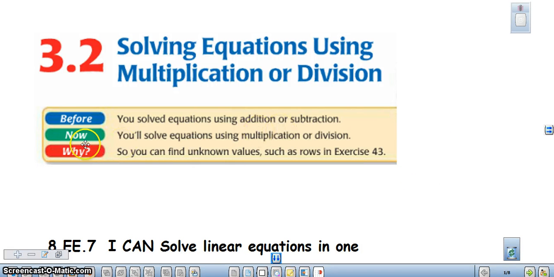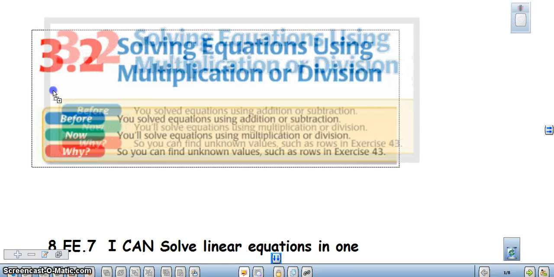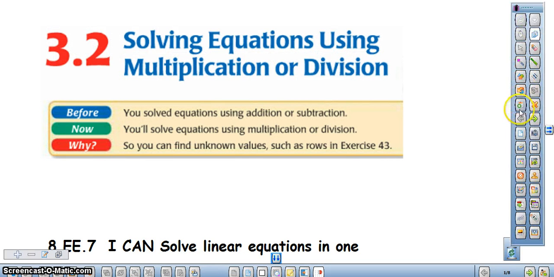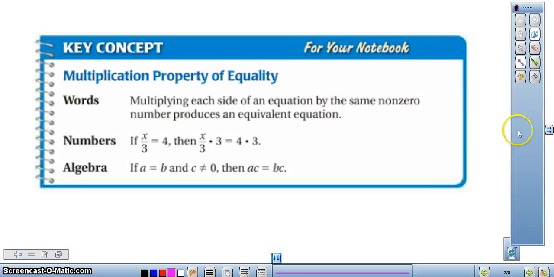Today we're solving equations using multiplication and division. When you use multiplication or division to solve an equation, you need to still isolate the variable. So the standard we're looking at is, I can solve linear equations in one variable.